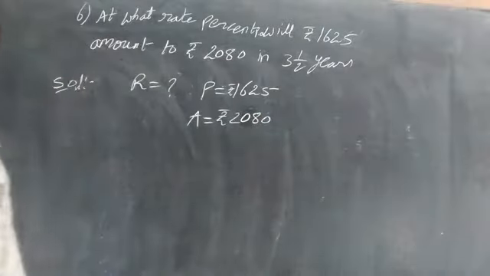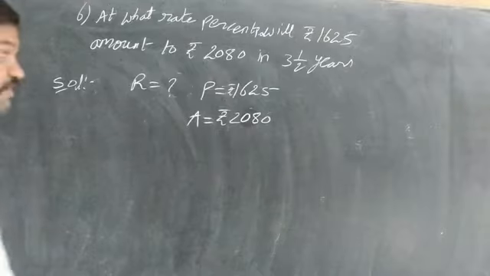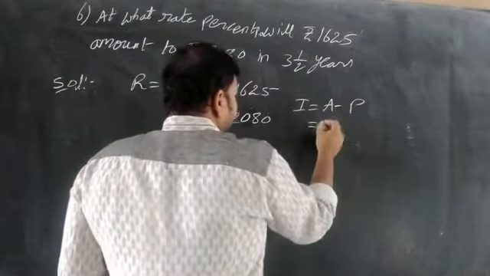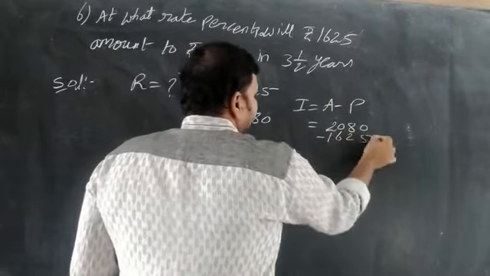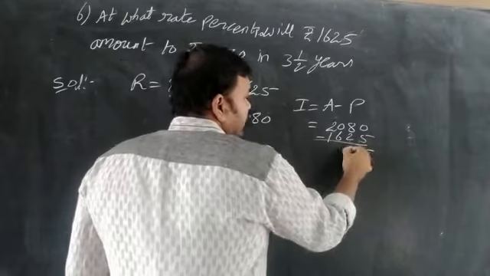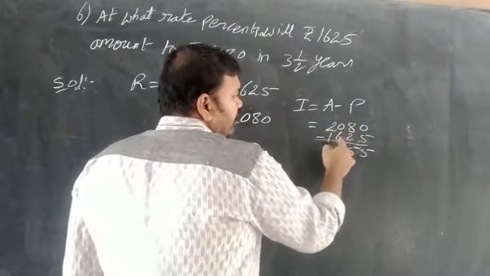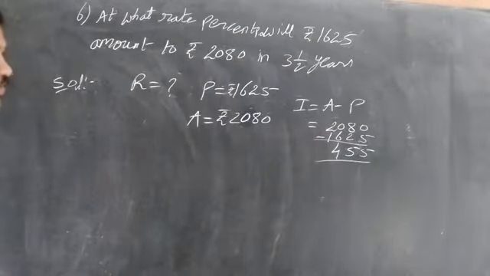The amount is given to find interest. So we have to find out the interest for this sum. I is equal to A minus P. 2080 minus 1625. Subtraction: 5, 7 minus 2 is 5, 20 minus 16 is 4. So 455.